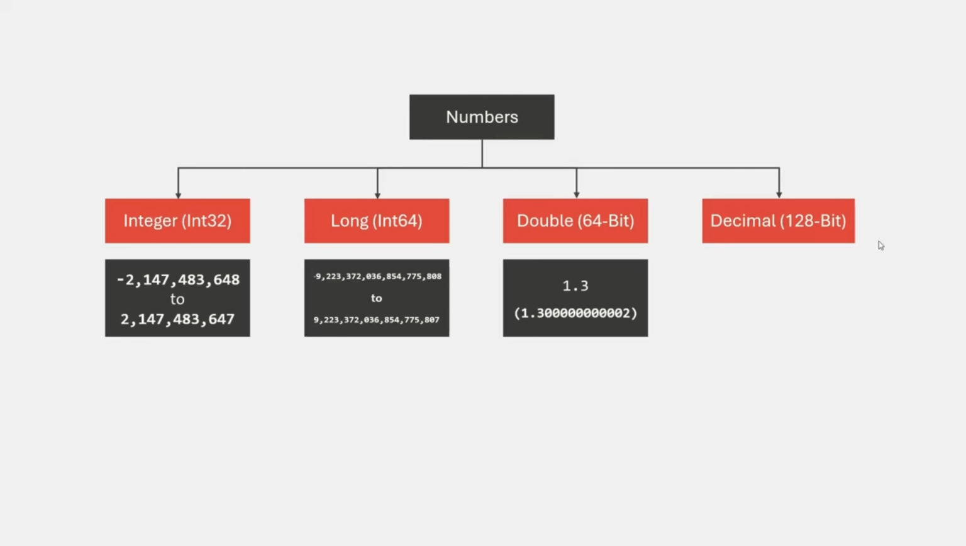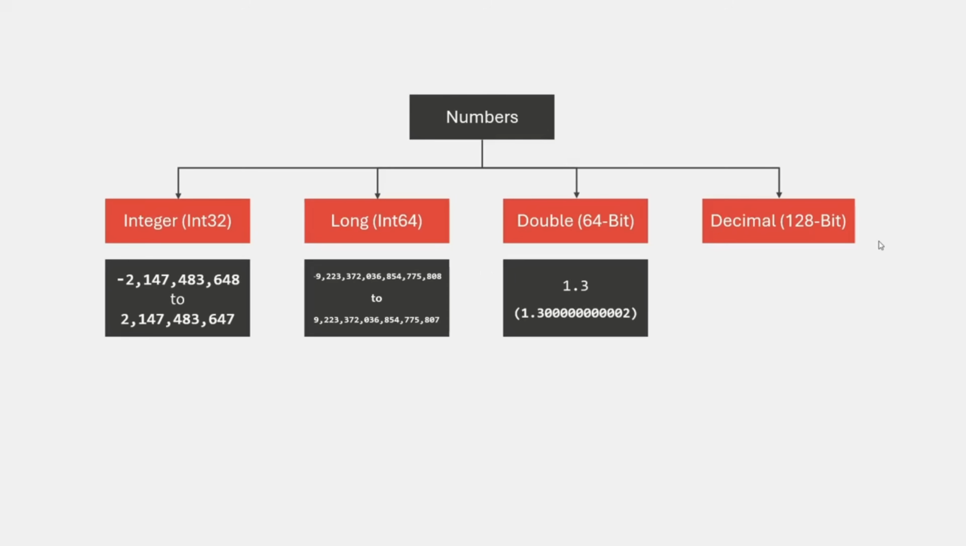Okay, so use double if the precision is not important as it takes less memory than decimal. Otherwise, if the precision is important, in that case you should use decimal. But when you use decimal to store a floating point number, it takes more memory. So this is the difference between double and decimal.